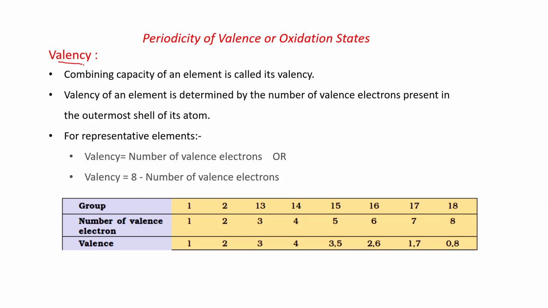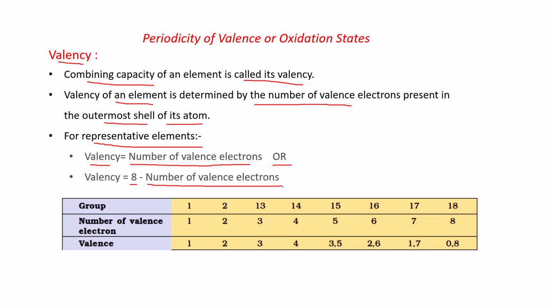First, let's come to valency. What is valency? In the lower standard you discussed: combining capacity of an element is called its valency. Valency of an element is determined by the number of valence electrons present in the outermost shell of its atom. For representative elements, meaning s-block and p-block elements, that is, elements belonging to groups 1, 2 and 13 to 18, valency is equal to the number of valence electrons, or valency is equal to 8 minus the number of valence electrons.